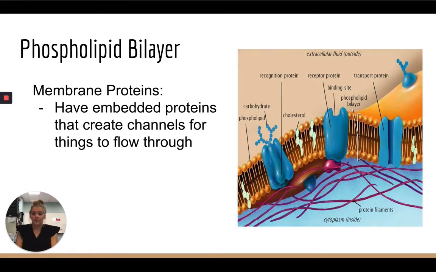There's also a lot of proteins embedded in the membrane, and these proteins make channels so that things can get through. Because like I just said, the membrane is really good at allowing some things in and other things not in. So these proteins help make channels for the things to get in and out more easily.